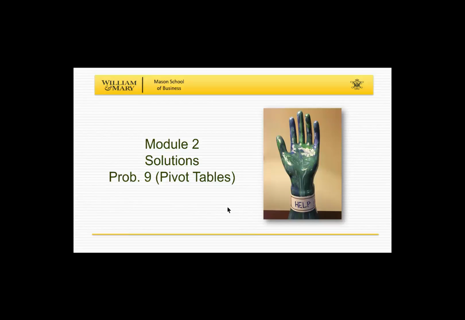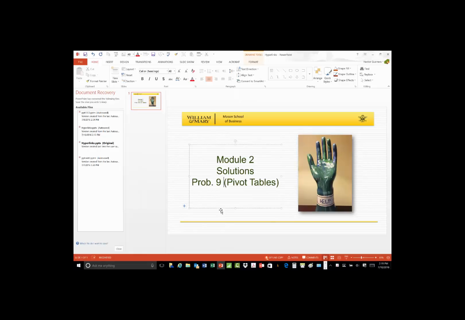Hi folks, we're at Module 2 and we're looking at the Novice solutions. We're going to look at just one problem this time because there's a lot to it, the pivot table problem, problem 9. So let's go to our worksheet.